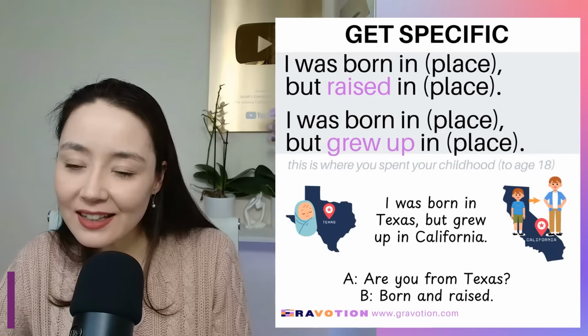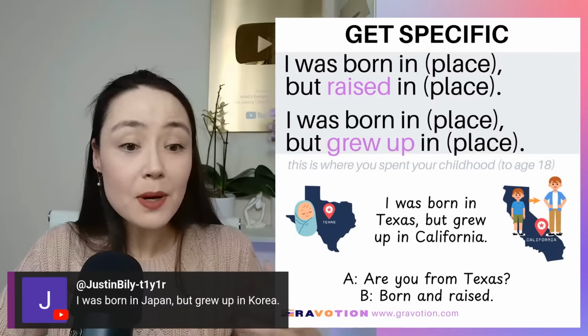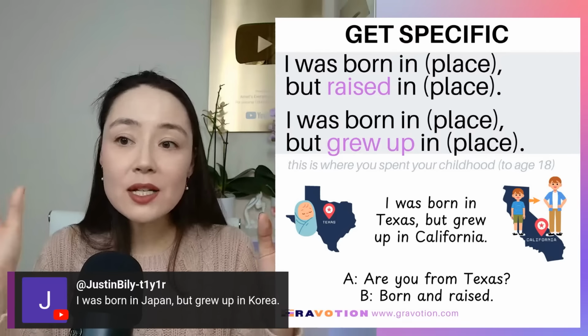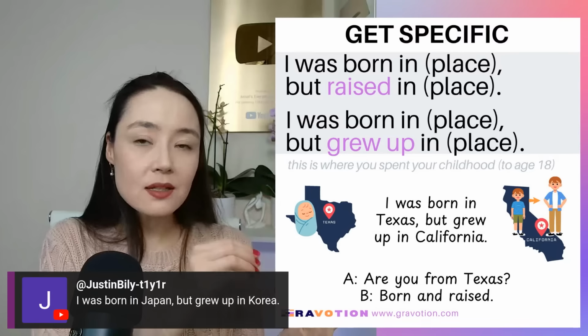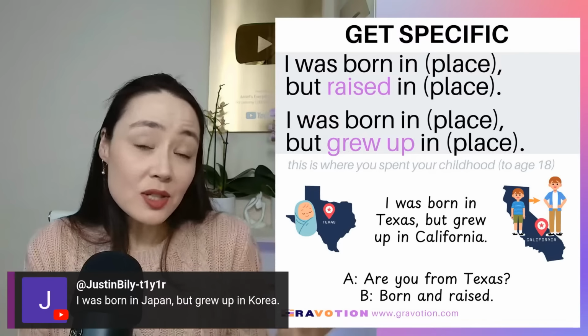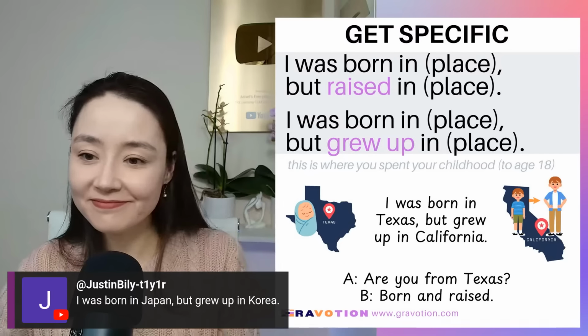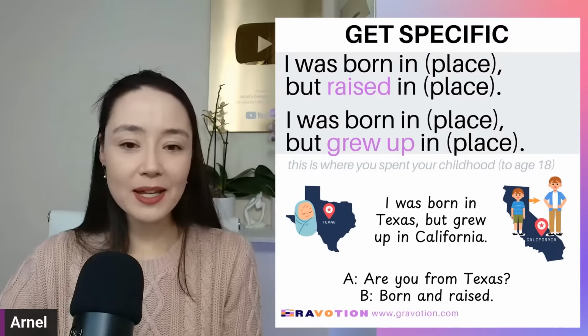Okay. Let's do one more, some really good examples. I was born in Japan, but grew up in Korea. You know, these are such good little phrases because so many people are international. You're born in one place and you're raised in another. So when you're speaking to someone, you need to be able to tell them where you're born and raised. Okay, let's keep going. Let's move on.